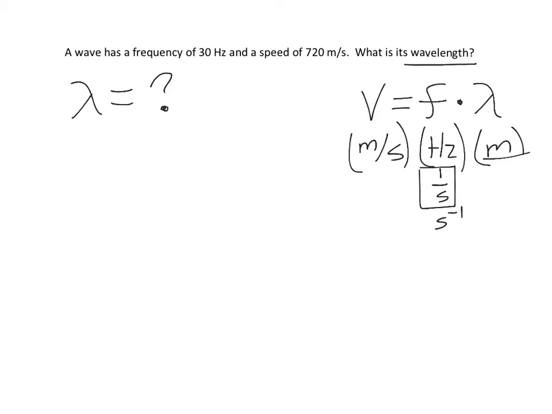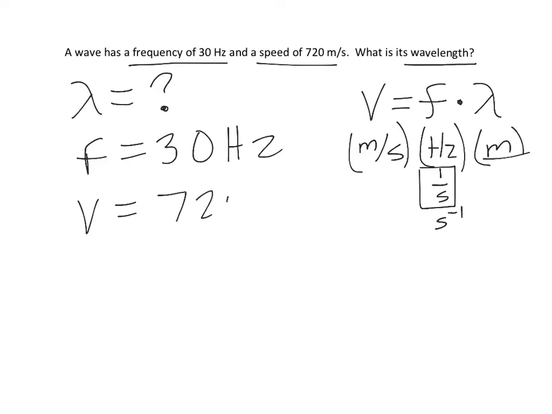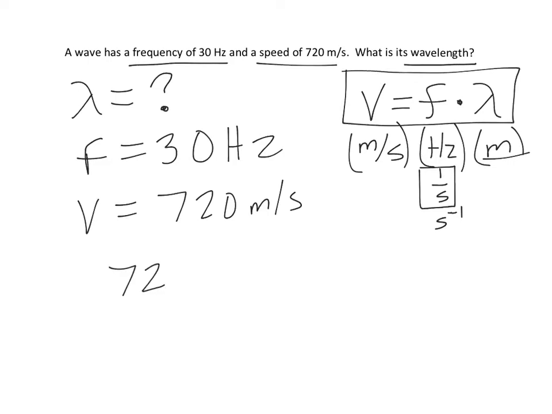And then we want to figure out what else we know. So it comes out and tells us our frequency. So I'm just going to write F equals 30 hertz. And it comes out and tells us the speed is 720 meters per second. So now once you know what you're looking for and you know what you have, you can look at your equation and substitute in. So I know V is 720. I know F is 30. And I do not know lambda, wavelength, so I'm going to leave it like this. So I'm just plugging in what I know. And then I want to solve for wavelength.